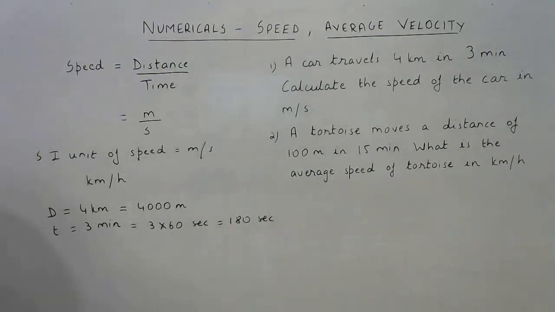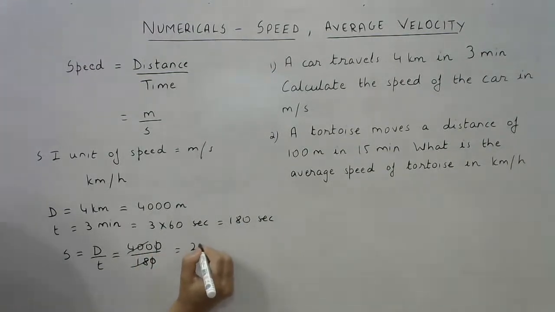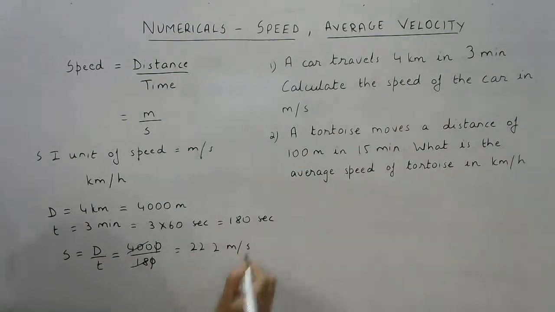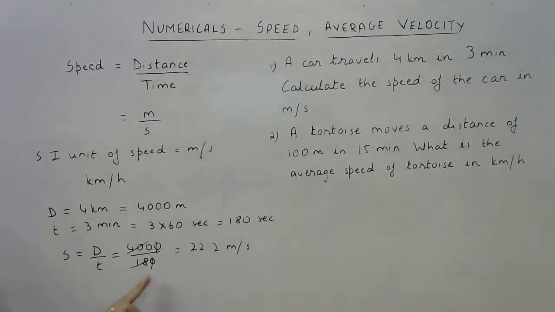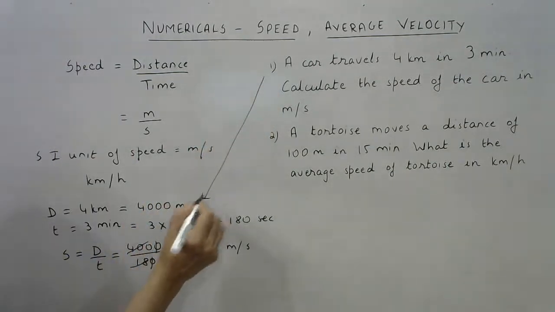180 seconds. Now we will use the formula of speed is equal to distance upon time. So using the formula we get S is equal to D upon T, and we substitute the values: 4000 upon 180. On simplification we will get the answer as 22.2 meters per second. So this is how you have to solve this question. You have to convert the answer into a decimal and you will not leave it in a fraction over here. So this is how the solution to question number 1 will be.